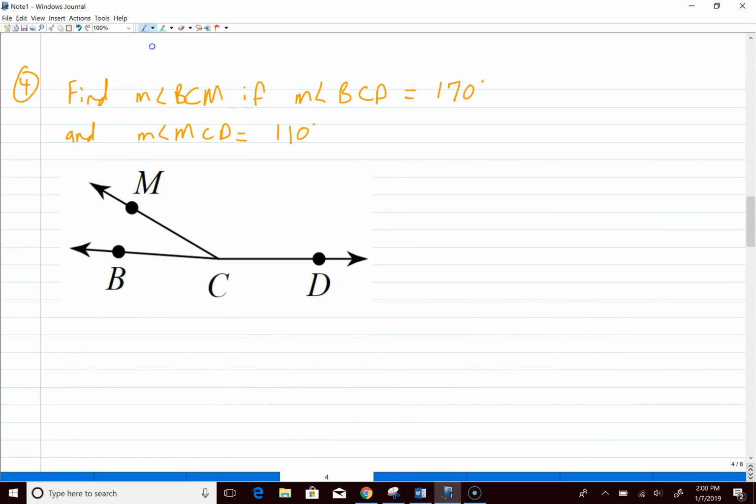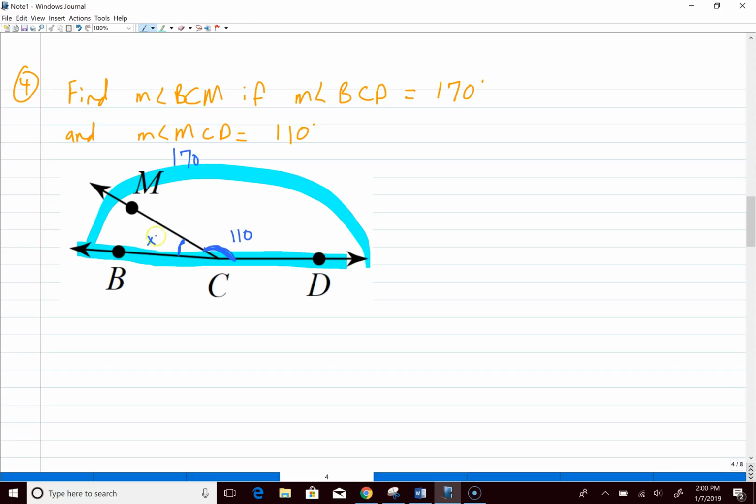Number 4. Find the measure of angle BCM. So BCM, this angle here, we don't know how much it is. So that's X. If the measure of angle BCD, B to C to D, so the whole thing from here all the way over there, the whole angle is 170. If the measure of angle MCD, so this piece right here, is 110, how do you find the missing one?